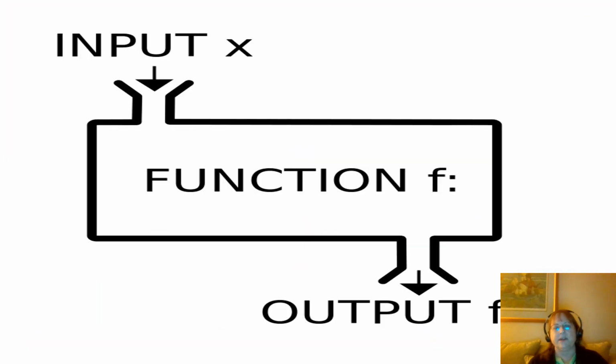In summary, a function takes one input, it does something to it, and it provides an output. And every input has its own unique output.